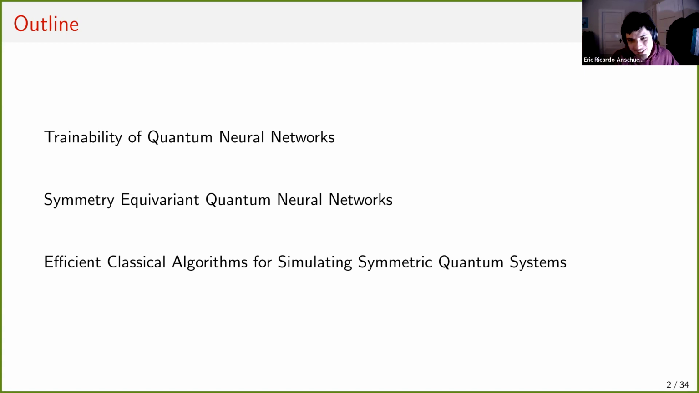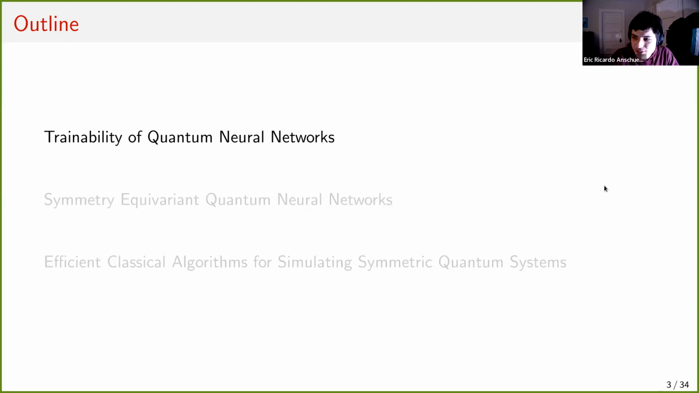So before we get into any of our results, I just want to make sure we're all on the same page and talk about QNNs, quantum neural networks, and also talk about what is known about their trainability: when they're not trainable, when they're believed to be trainable, things like that. Then I'll move into some background on these symmetric quantum neural networks. The fancy word for them is symmetry equivariant quantum neural networks, things that obey various symmetries, and why people have been interested in them recently. And finally, I'll talk about our actual main results and give some very brief proof sketches and intuition as to why these systems can be classically simulatable.